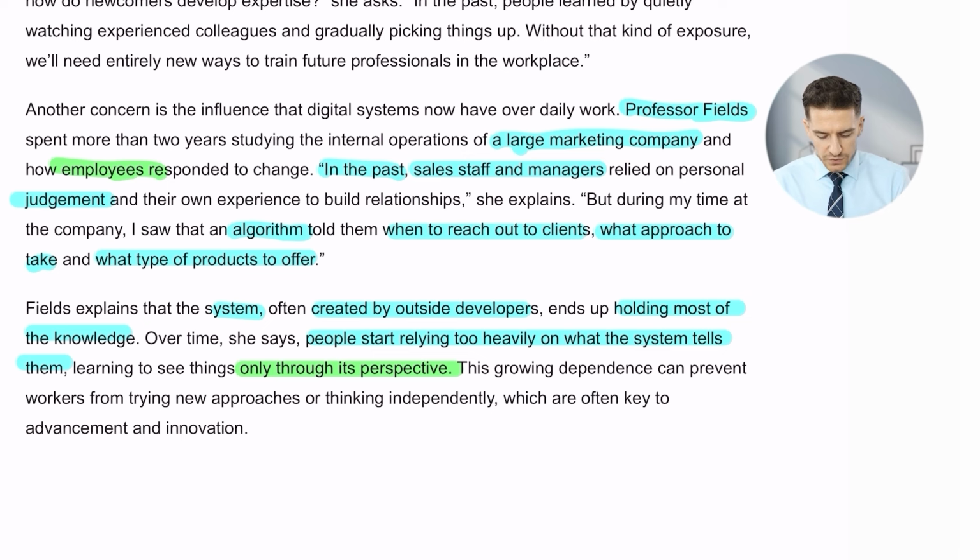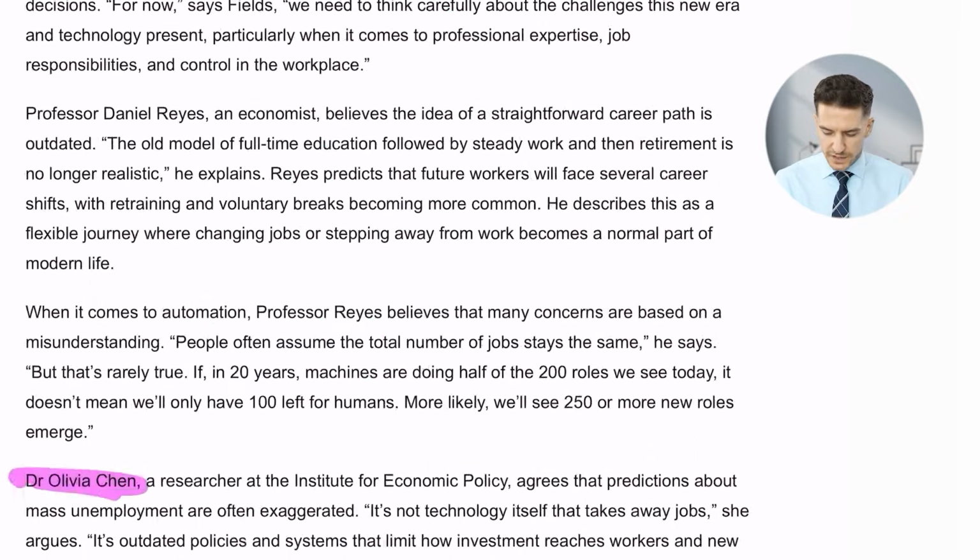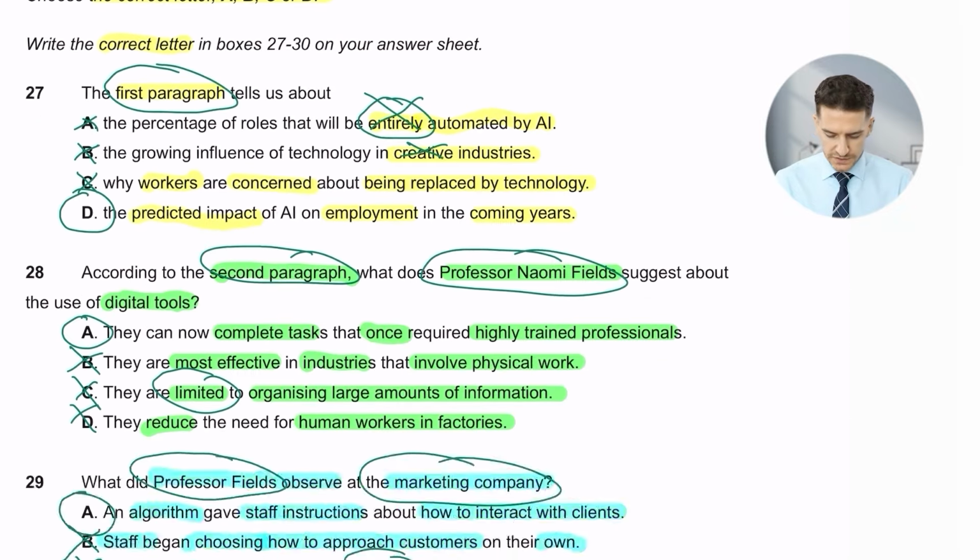Well, I think that's talking about this part here. It says people start relying too heavily on... So maybe another word for relying could be dependence or depending. So they are depending. They need that thing, or they need that algorithm, or they need that system. It's a necessity for them. So let's go back down and see if we can find the best word.